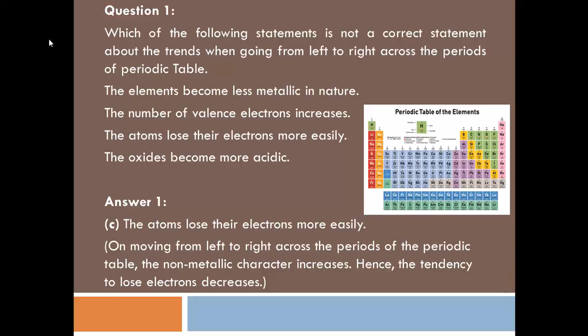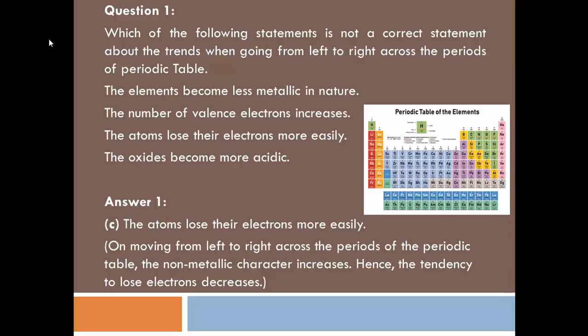We know that metals lose their electrons more easily while non-metals gain electrons, isn't it? Therefore, when we move from left to right across a period, the tendency to lose electrons decreases. So that statement is not a correct statement.